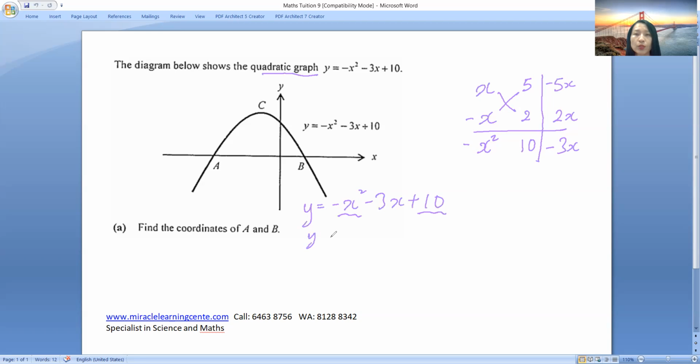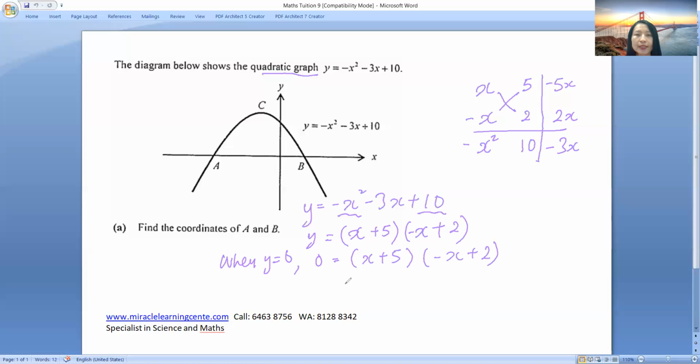So y equals x plus 5 and minus x plus 2. In order to get the coordinates of A and B, we know that y will need to be 0. So when y equals 0, 0 equals x plus 5 and minus x plus 2.